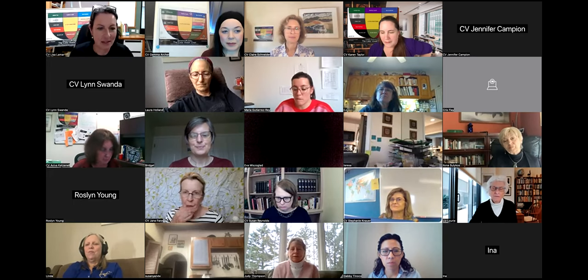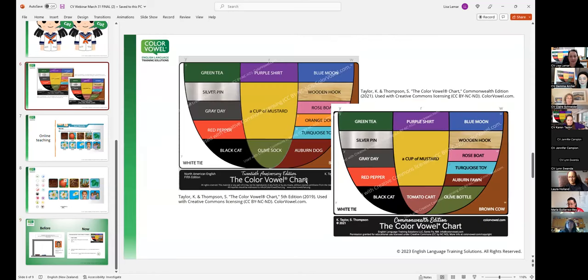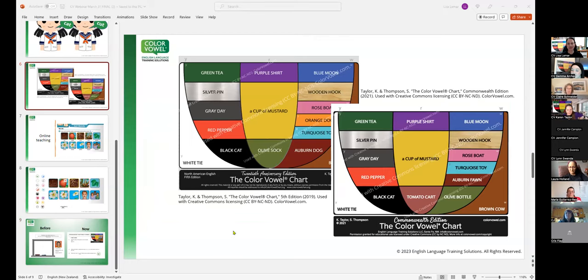Okay. And so I think that's important, everybody, that we have two ways of understanding what the charts are doing for us. That's right. That one right there. Perfect. Notice that olive sock in the North American chart occupies the same location as tomato cot. And while I, as an English speaker from California, would say tomato cart, I can recognize that tomato cot occupies the same space.